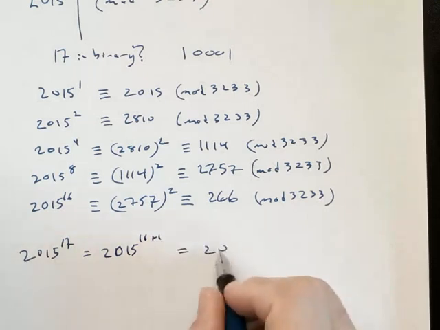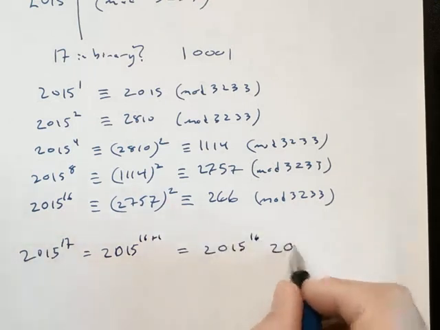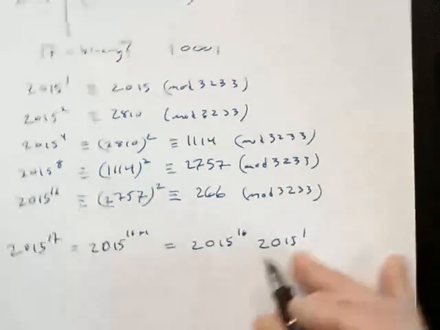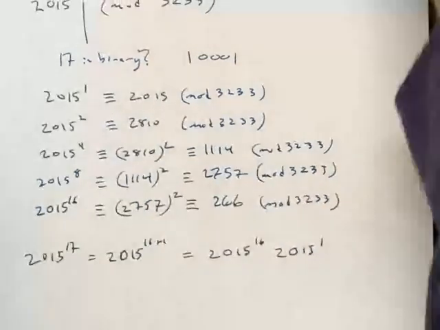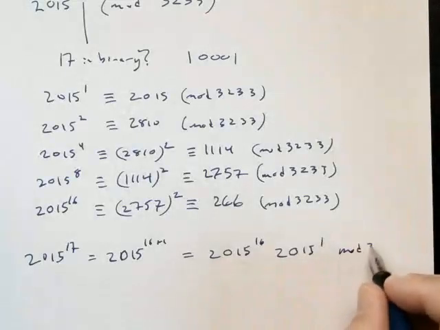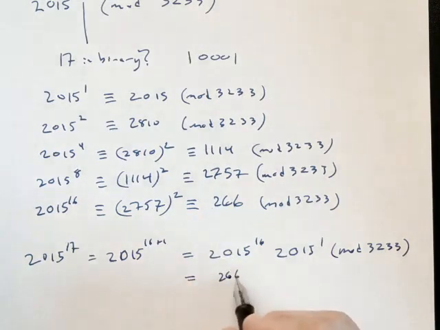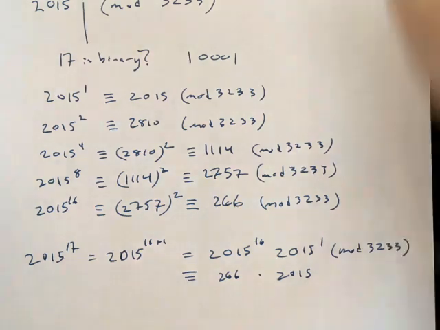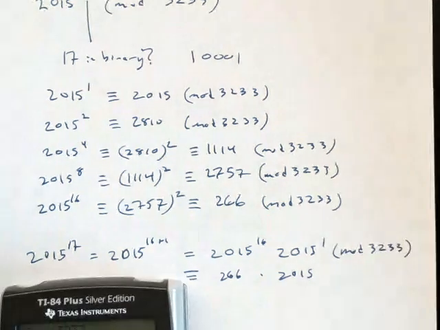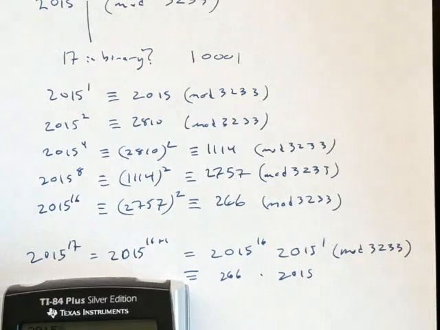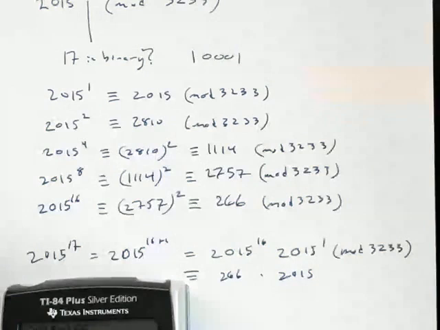But since I'm working mod 3233, I can use 266 here and 2015 here. And then I just have to do one multiplication: 2015 times 266, and take this number mod 3233.